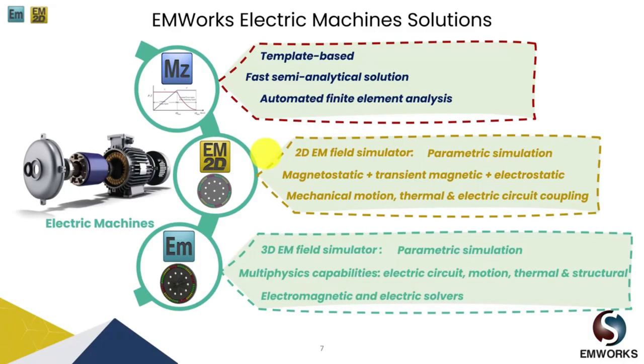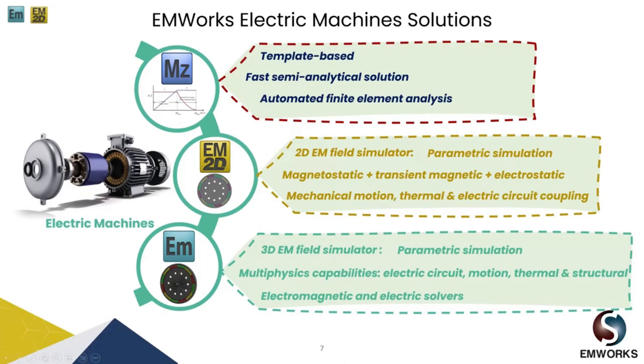Second, we have the AMWorks 2D tool. It is a 2D electromagnetic simulation software that uses finite element analysis to solve magnetic, electric, and transient problems. AMWorks 2D allows you to study the effect of geometry or simulation parameter changes on the design. It also allows you to couple a transient magnetic study to mechanical motion and thermal.